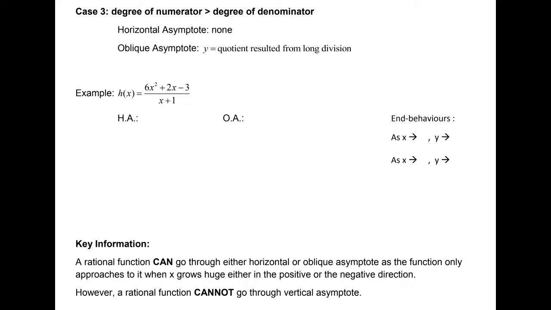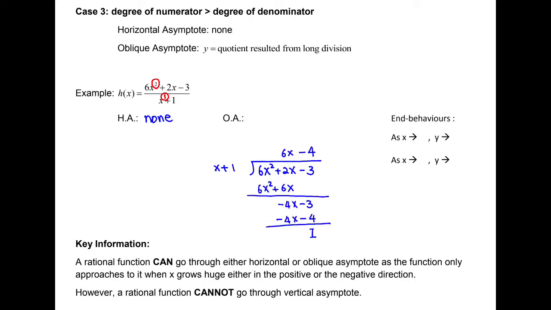Let's look at an example. The degree of the numerator is 2, and the degree of the denominator is 1. So we know the degree of the numerator is higher than the degree of the denominator. Therefore, we do not have any horizontal asymptote. So let's long divide to find our oblique asymptote. Then we know the oblique asymptote will be at y equals 6x minus 4.